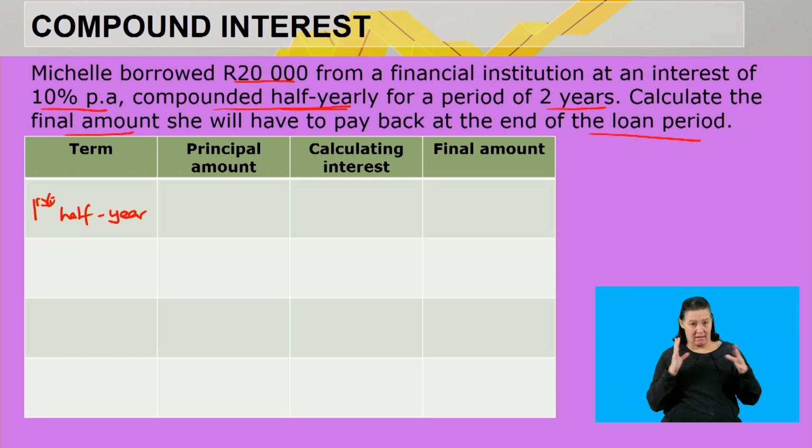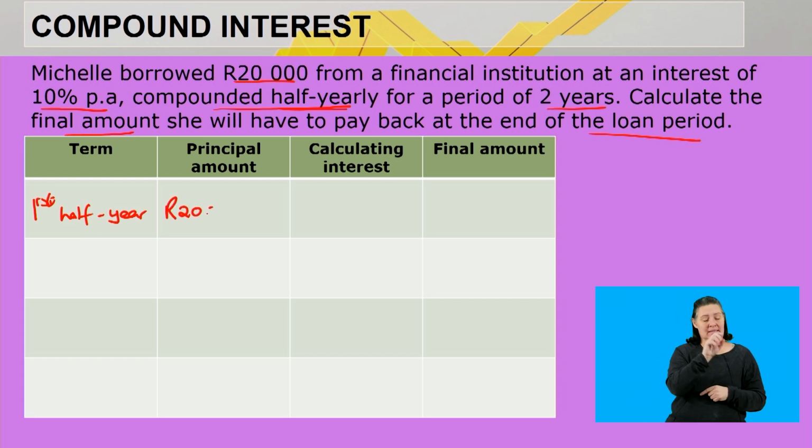This is when we start, right? What is the principal amount? That's 20,000 rand. That's the money she's borrowed from this financial institution. So now I need to calculate interest. It's over 2 years' time, at 10%. But remember, it's compounded half yearly.